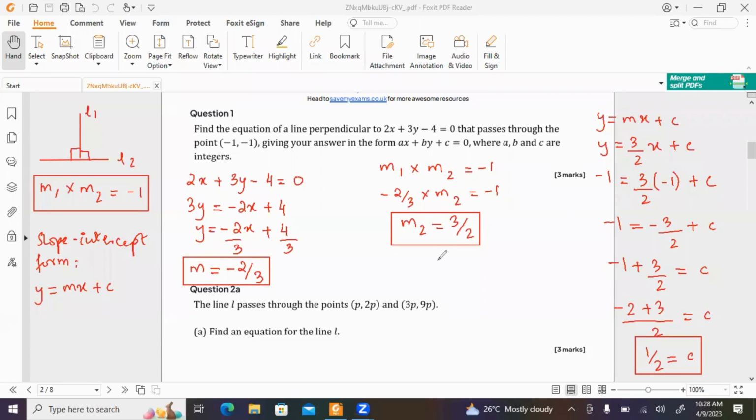Now we're going to write it as y equals 3 by 2 x plus 1 by 2. So 2y equals 3x plus 1. Bring everything to the left-hand side: -3x plus 2y minus 1 equals 0. That is your answer.